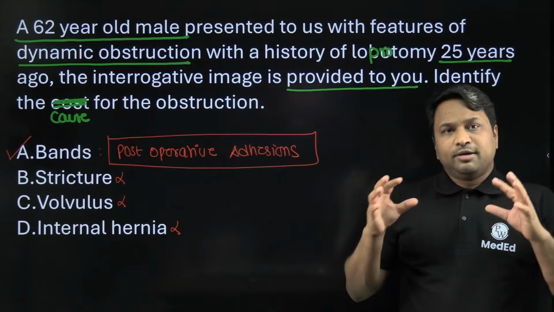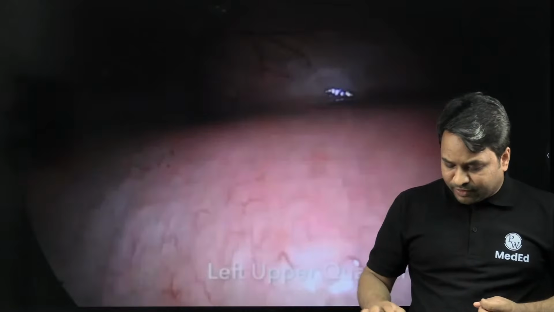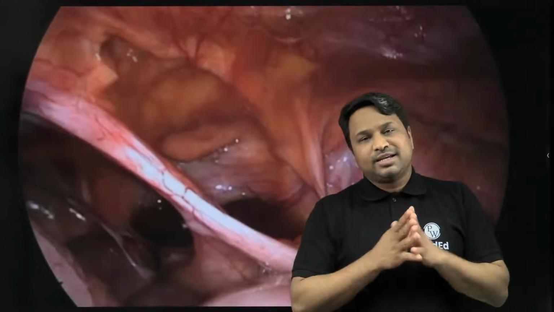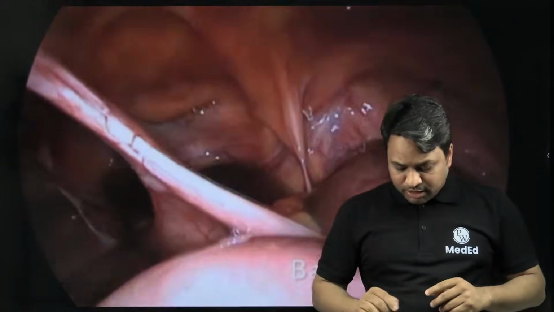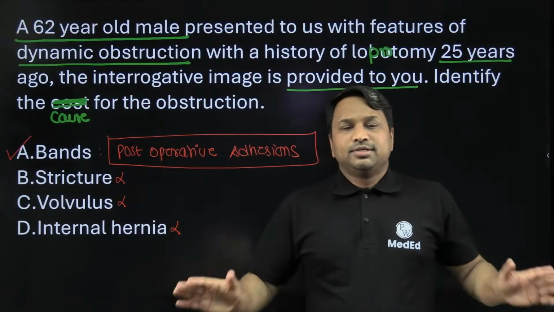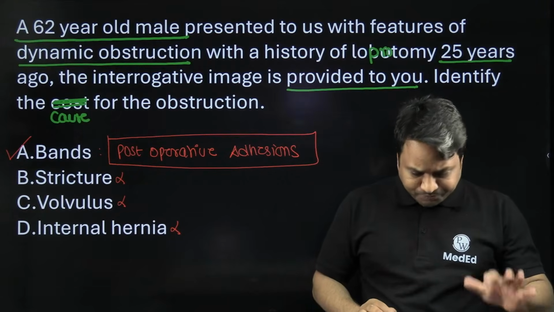The last one is a patient who underwent laparotomy 25 years ago, now presents with dynamic bowel obstruction. I've given you an intraoperative video and I've asked you to identify the diagnosis. You can clearly see post-operative bands and adhesions are clearly visualized, and this is the reason for intestinal obstruction. So answer to this question is post-operative bands, right? So this is all in all that we had for today's discussion.